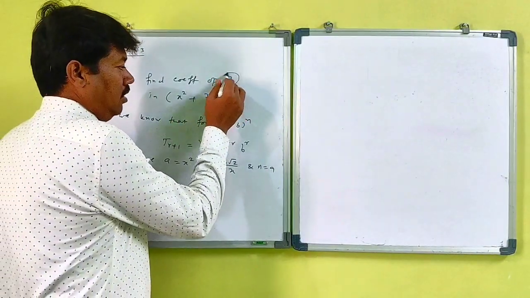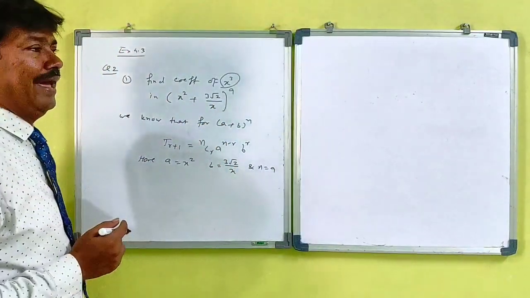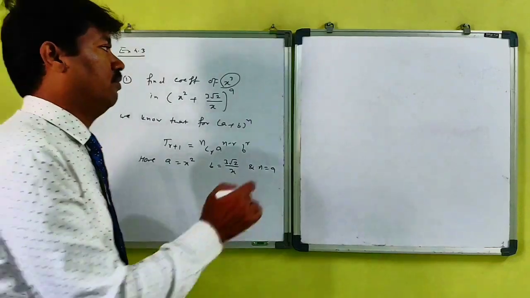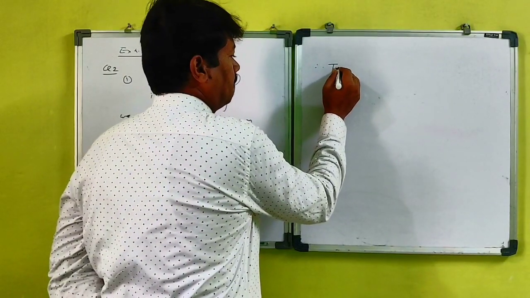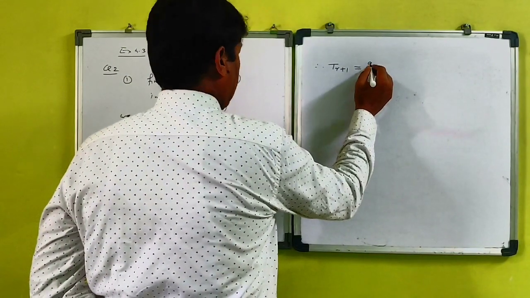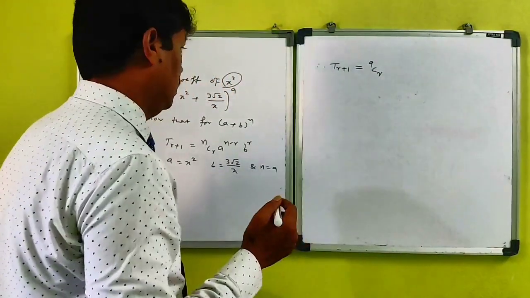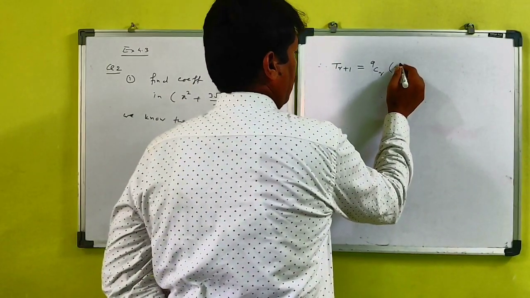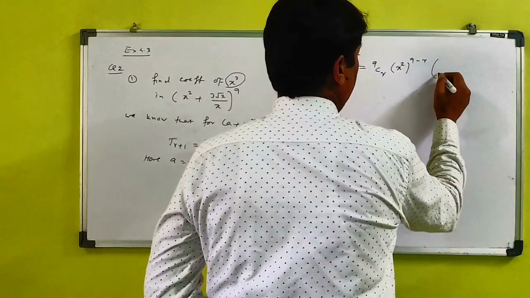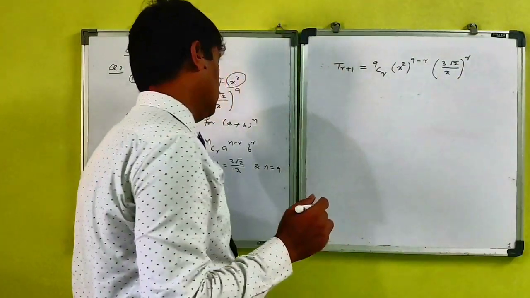Here, we don't want to find r, but we want to find the coefficient of x cube. So in this question, you first find the general term. Put these values in this. Therefore, T r plus 1 is equal to what? n is 9, so it is 9C r. We don't know the value of r, so we don't write any value for r. a is x square, so this becomes 9 minus r, and b is 3 root 2 upon x raised to r.